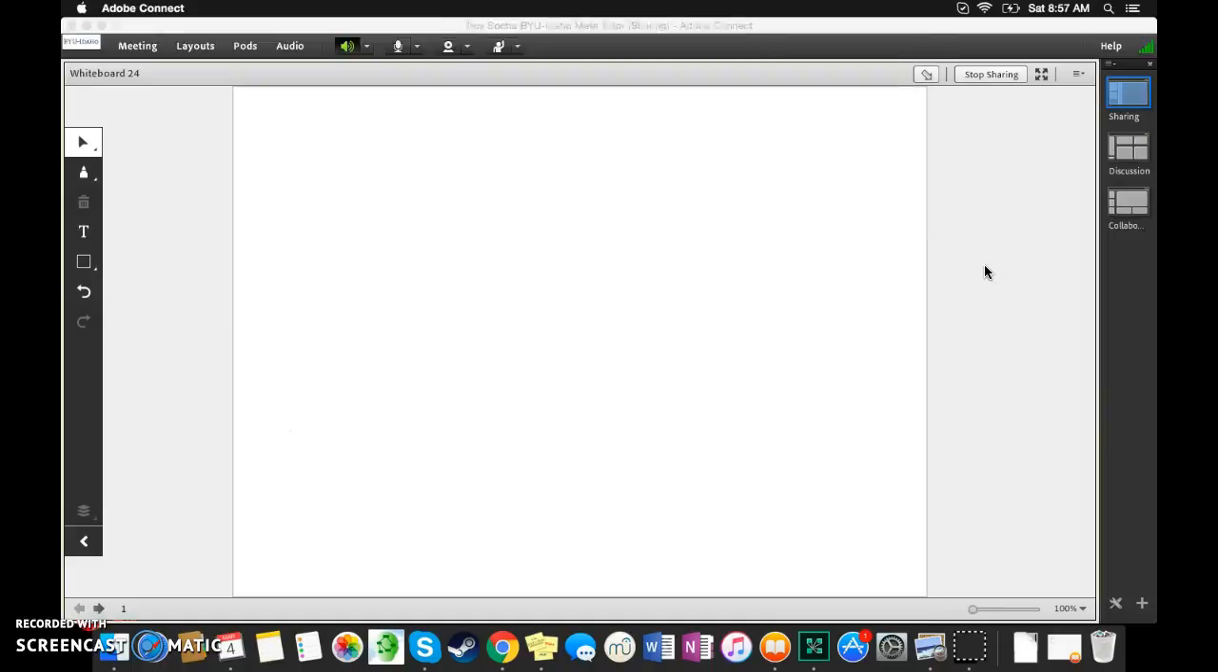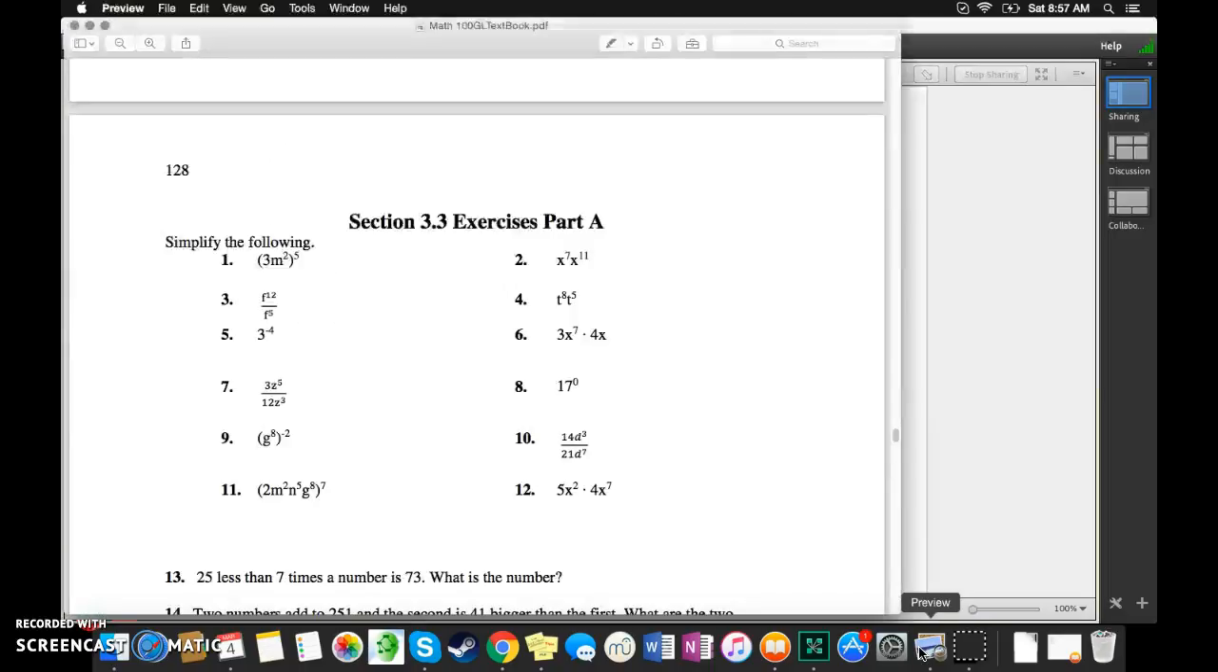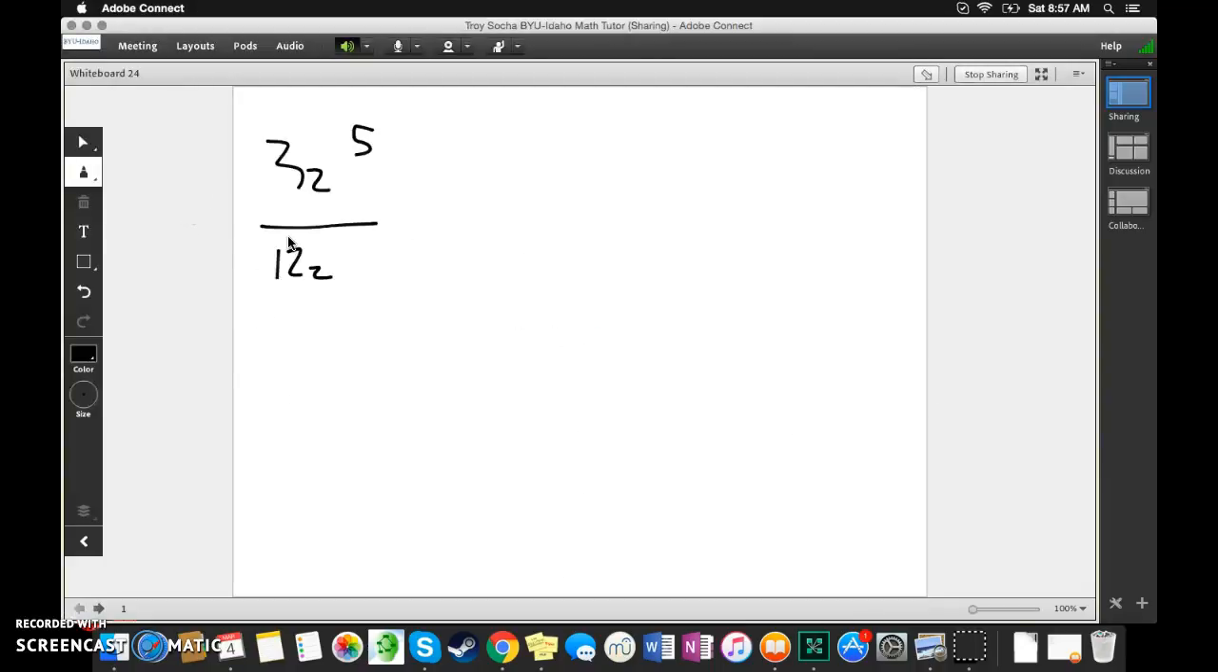Let's do number 7. It says 3z to the 5th over 12z to the 3rd. Okay, so first off, let's write it out like this. So that's 3 with 5 z's. And each of these has a multiplication symbol between, but there's no need to write it, so I'm going to just write it like this. This one is 12 with 3 z's.